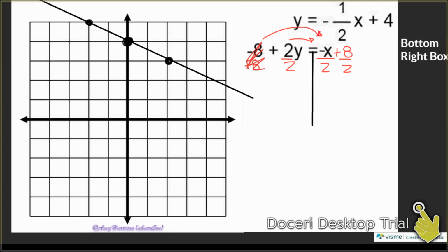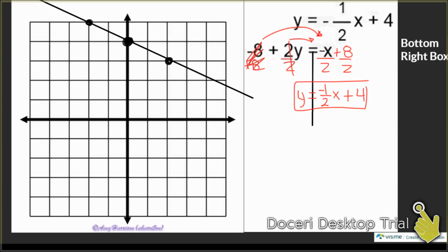It gets a little weird here because the 2's cancel out. So I have y equals, but then I have negative x over 2, which is weird. But if you remember, if I have a variable by itself, that's really a 1. So this is really negative 1 over 2 x. It changes into negative 1/2 x, and we're going to leave it like that. Plus 8 divided by 2 is 4. So we're going to go ahead and graph this equation.